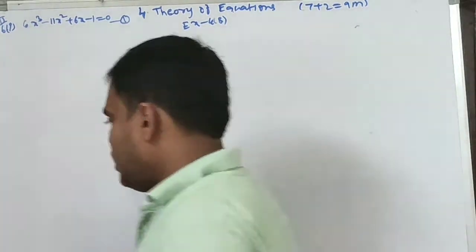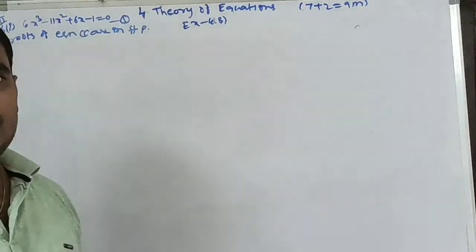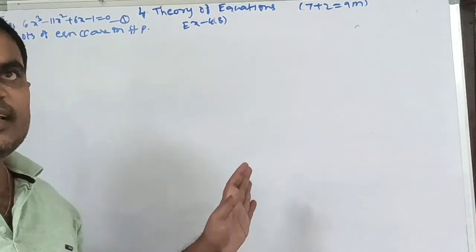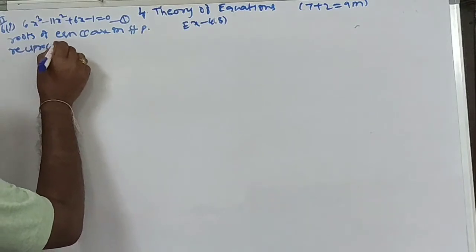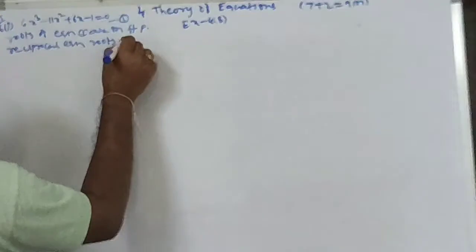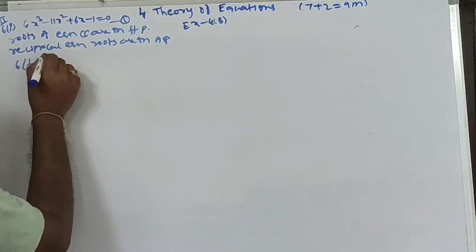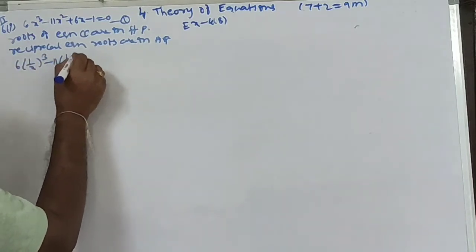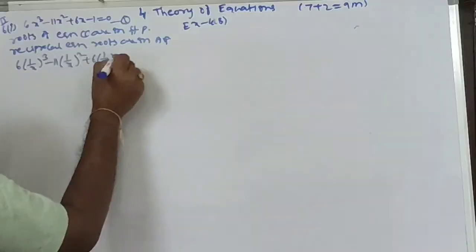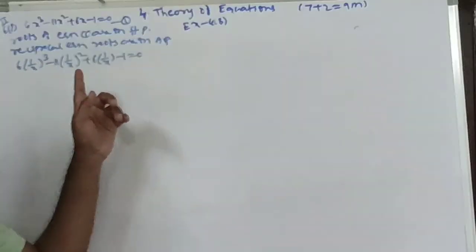So first, roots of equation 1 are in HP. I want to take a reciprocal equation. Reciprocal equation means wherever it is x, I want to take 1 by x. Roots of the reciprocal equation are in AP. So 6 of 1 by x whole cube minus 11 of 1 by x whole square plus 6 of 1 by x minus 1 equal to 0. This is the reciprocal equation.